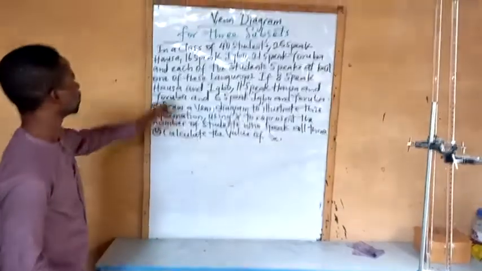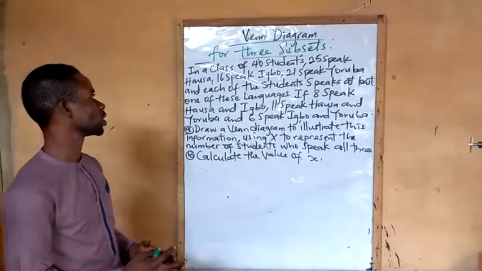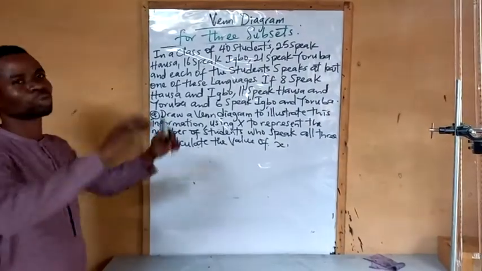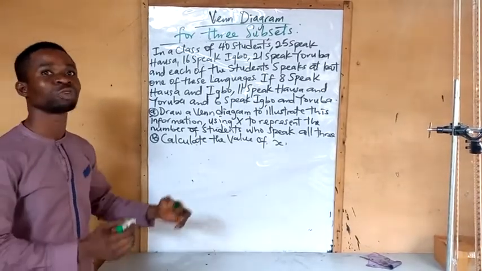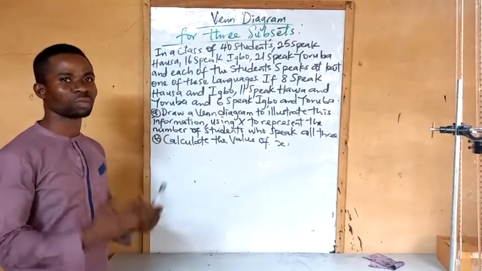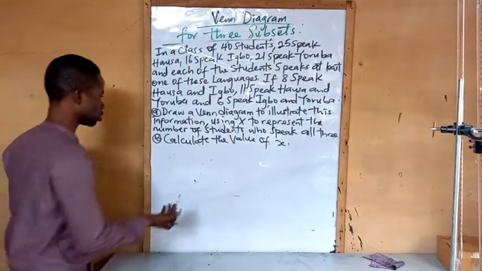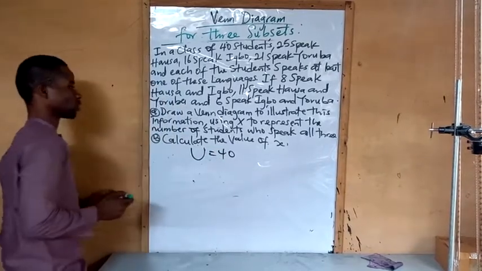Okay. In a class of 40 students, what does that mean? That means the total number of students that are there is 40. What does that mean in the set? It means universal. When you talk of the number of the whole students that are available, that is universal. So you can use your notation. We have 40. What is our universal?